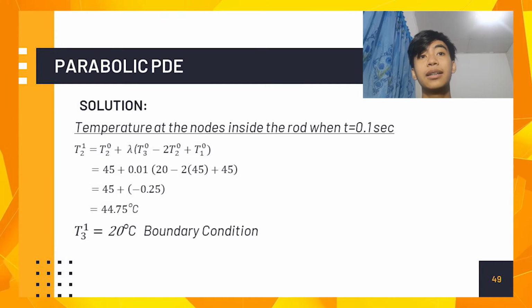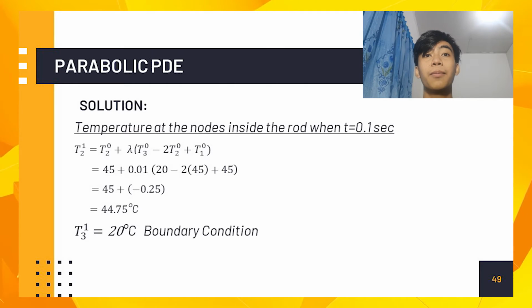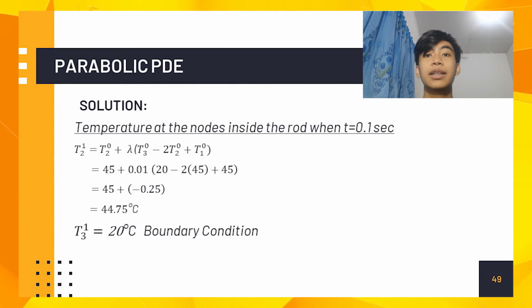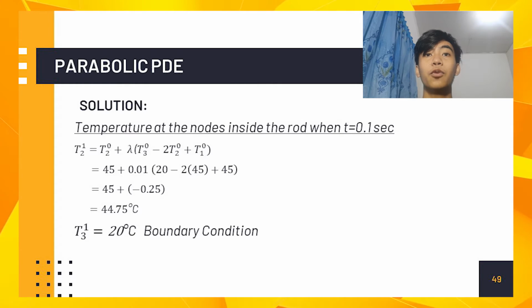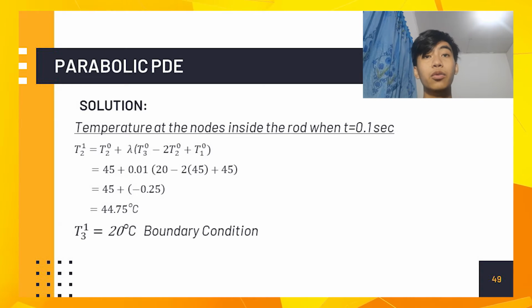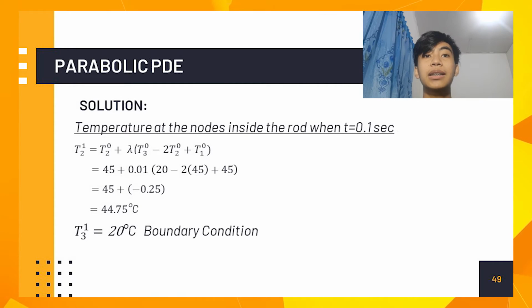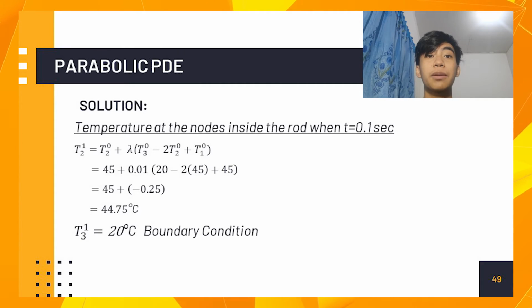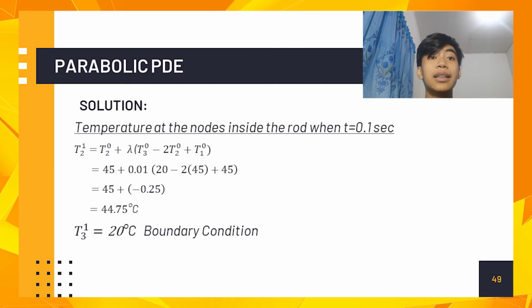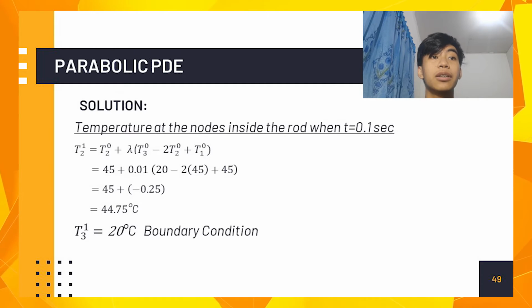So, temperature at nodes inside the rod when t is equal to 0.1 second. T raised to 1 sub 2 is equal to T raised to 0 sub 2 plus lambda times T sub 3 raised to 0 minus 2T sub 2 raised to 0 plus T sub 1 raised to 0, which is equal to 45 plus 0.1 multiplied by 20 minus 2 multiplied by 45 plus 45, which is equal to 45 plus negative 0.25, equal to 44.75 degrees Celsius. T raised to 1 sub 3 is equal to 20 degrees Celsius, boundary condition.